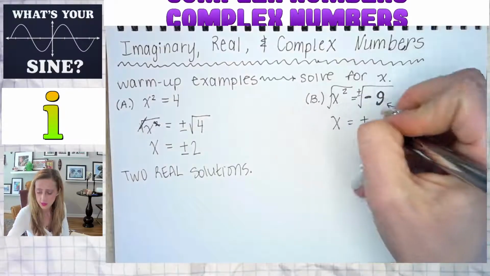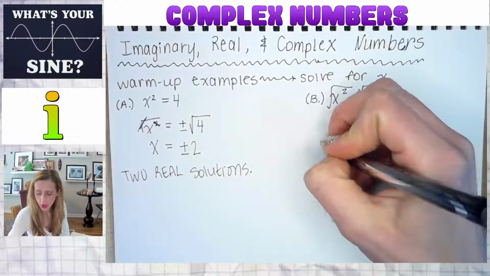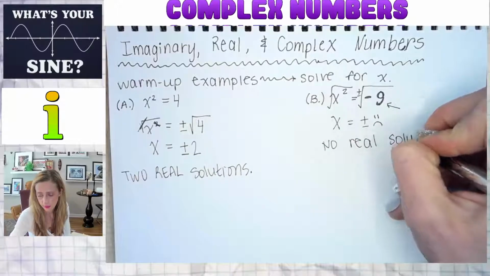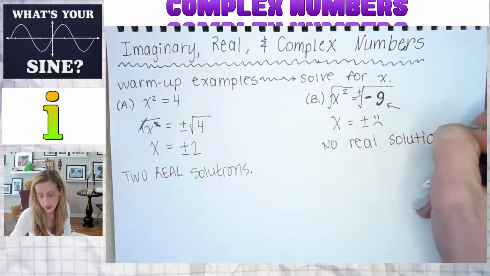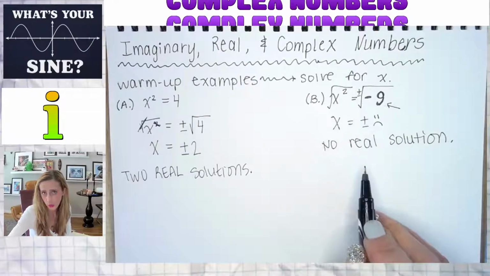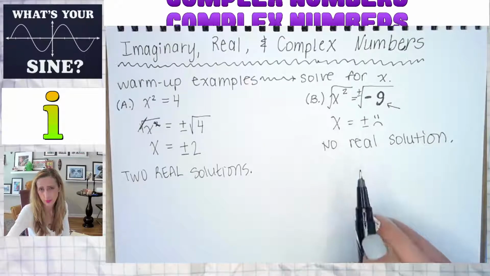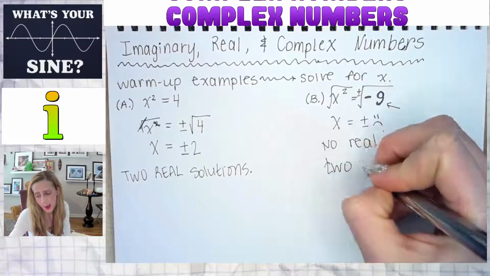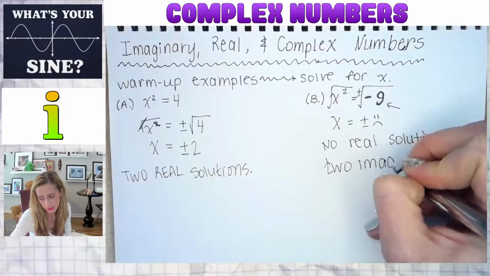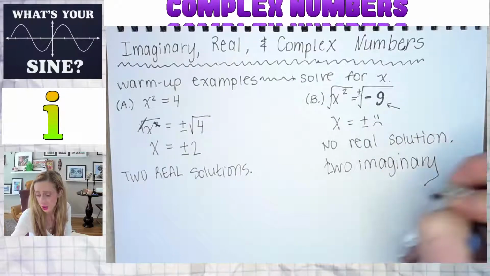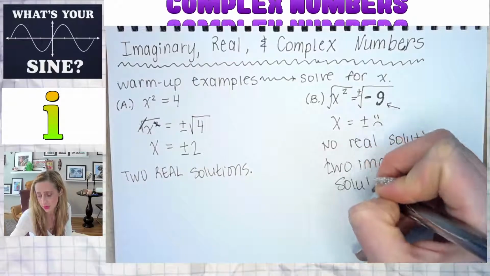So that means no real solution. There's no real solution, but does that mean no solution? That's not what we said. We said there's no real solution. But what do we have? We actually have two imaginary solutions, and it's actually a math term, it's not like I'm being crazy.